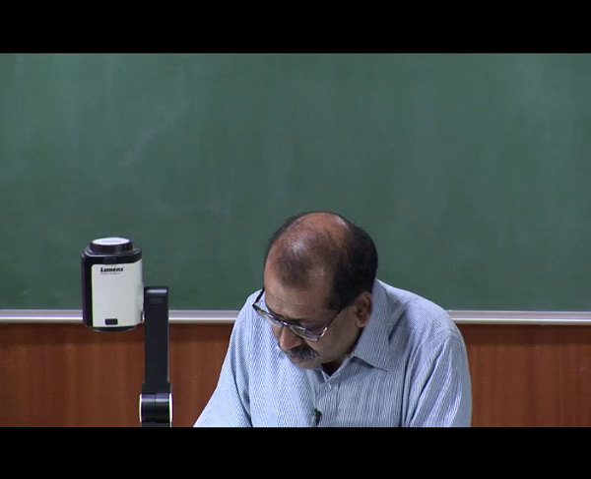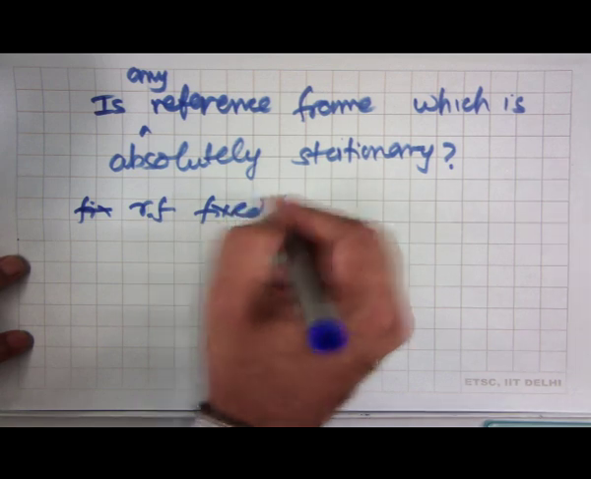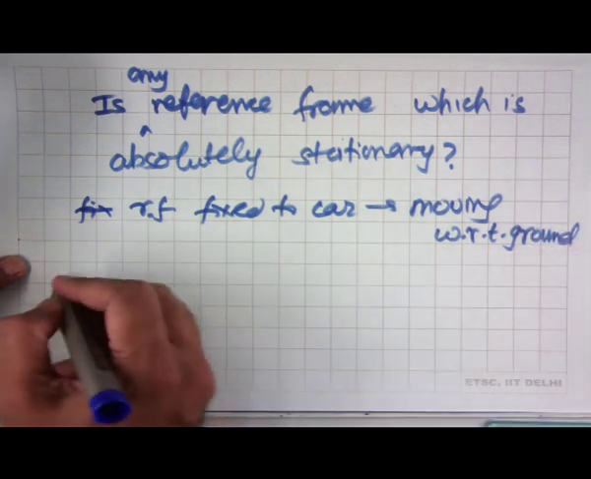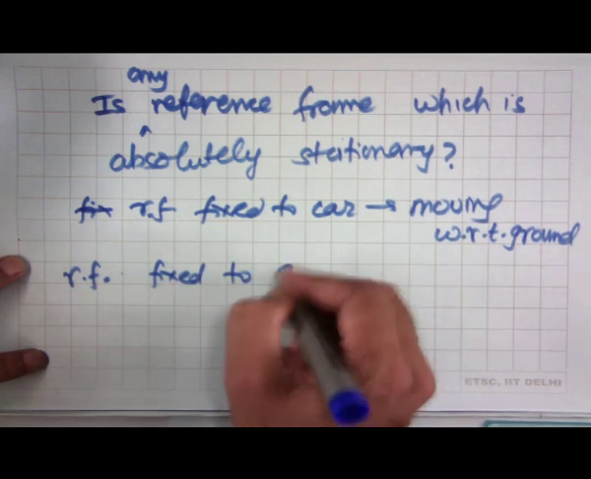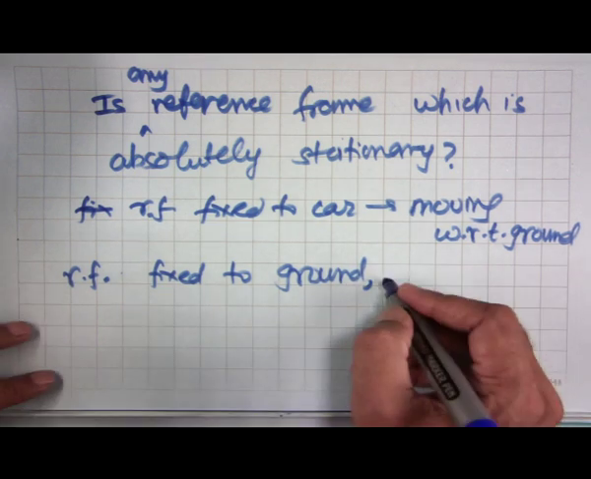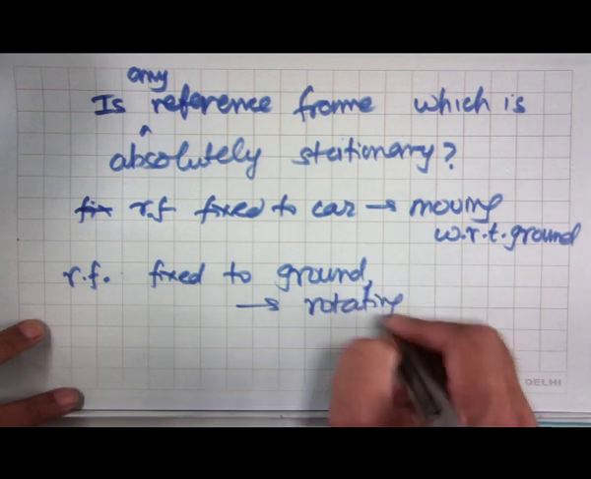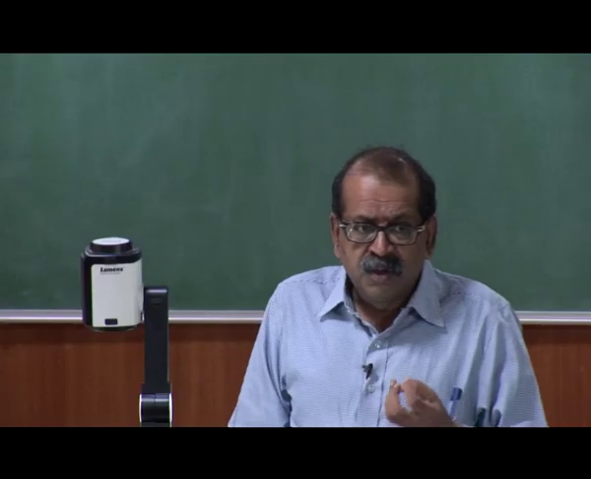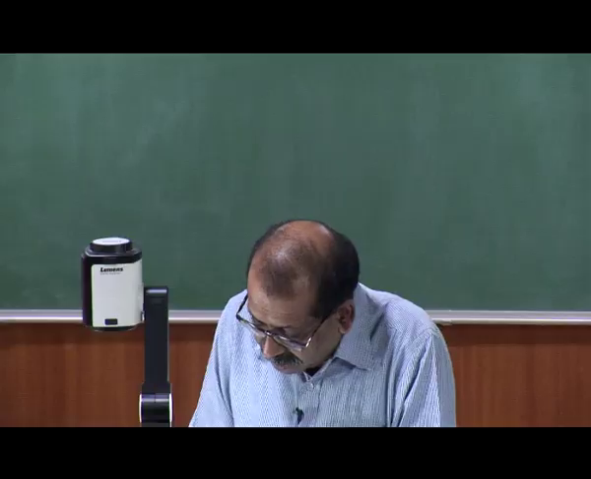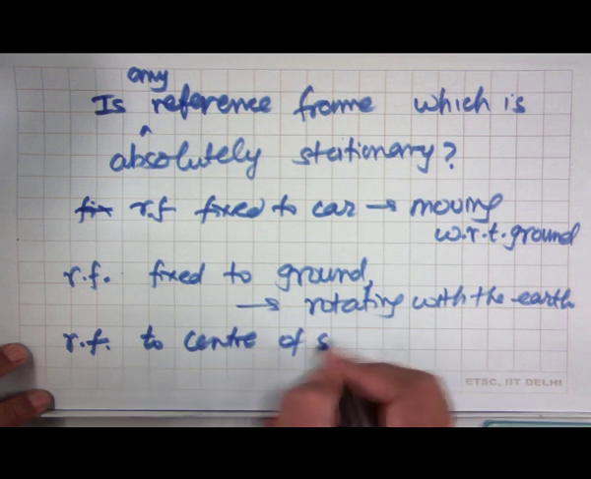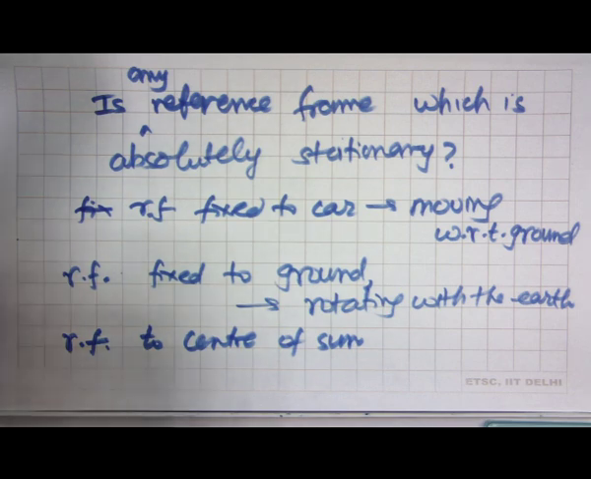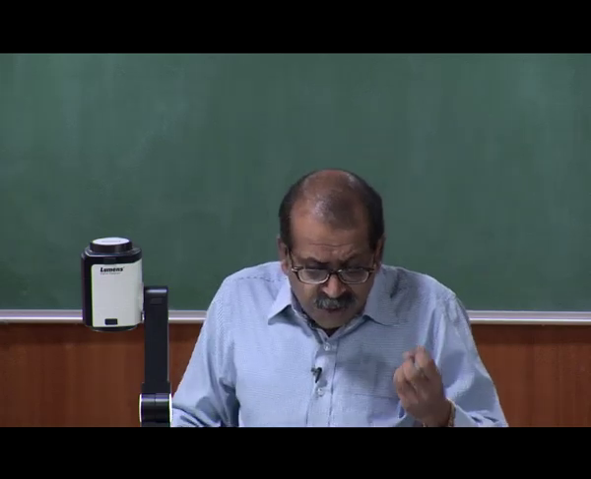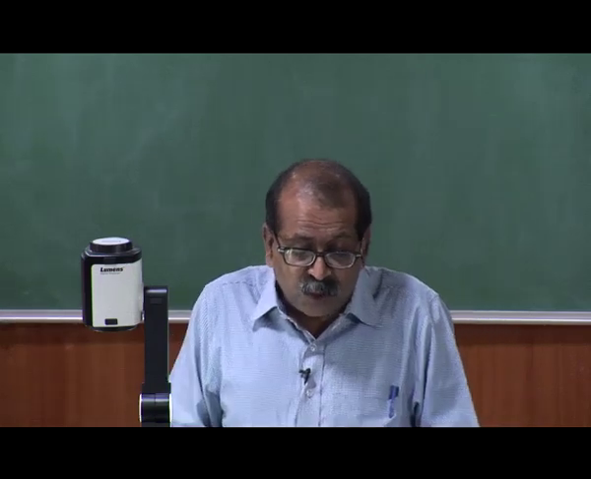So, a reference frame fixed to the car is moving with respect to the ground. Now, I take a reference frame fixed to the earth or the ground. Then, in an absolute sense, this reference frame is rotating with the earth, so even this frame is moving. So maybe I fix my reference frame not to the earth, but to the center of the sun. If I do that, then in that frame the earth will move, but this reference frame will not move. But the sun itself is moving around some other body. So, whether it is possible to find a reference frame which is absolutely stationary, we do not know the answer.